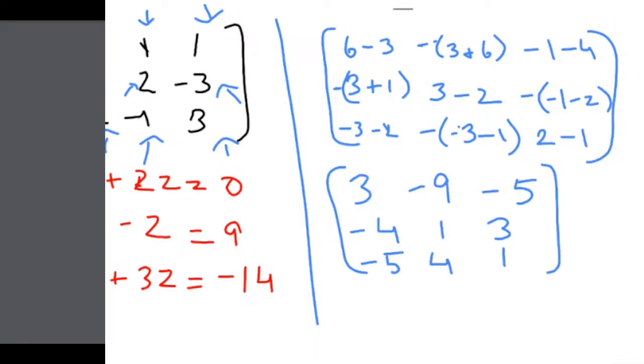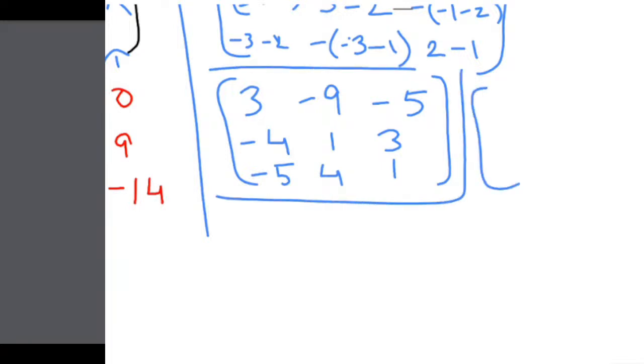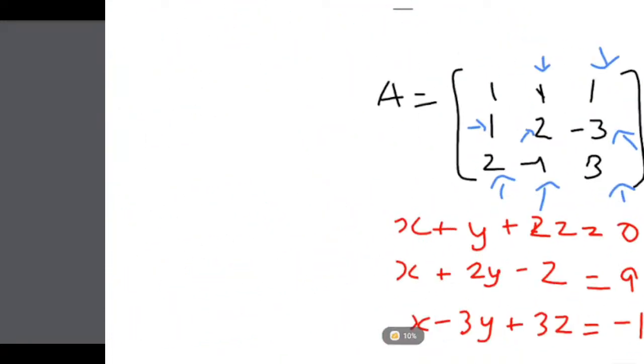So what is adjoint of A? Transpose of cofactors of A, right? So what is transpose of cofactors of A? So 3 minus 4 minus 5 and then minus 9, 1, 4 minus 5, 3, 1. Okay, so let us find the determinant of A over here.